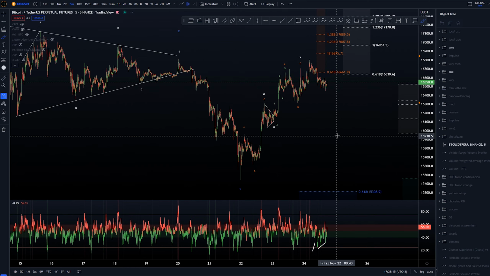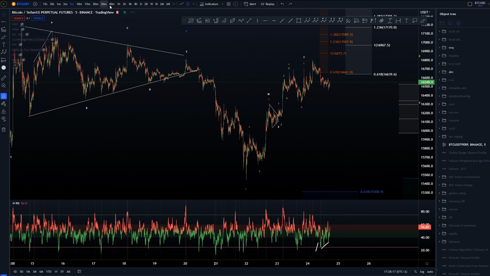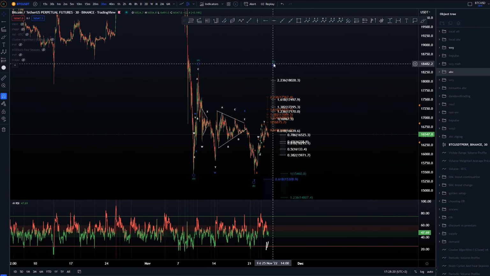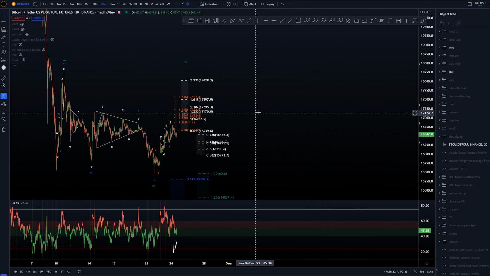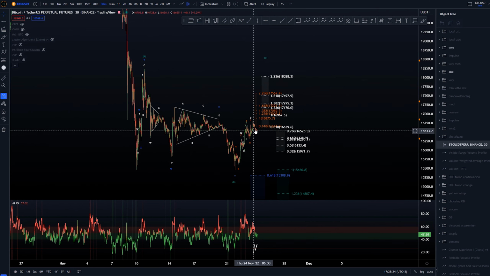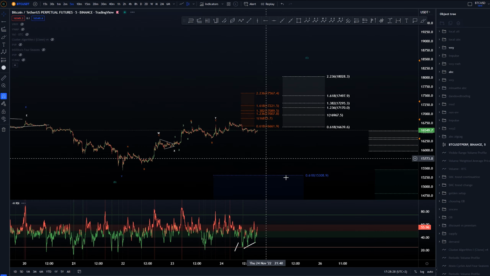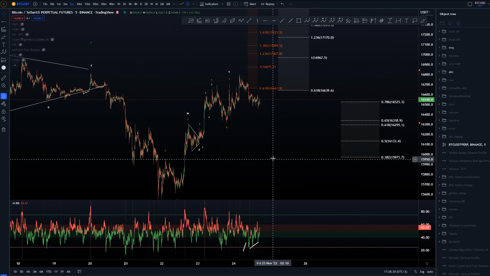Now this does not fit into the higher time frame expectation what we had here, which was a C wave. Again, C waves are always 5-way structures, and what we got here is a 3-way structure if we are labeling it this way. So we have some kind of issue with this.